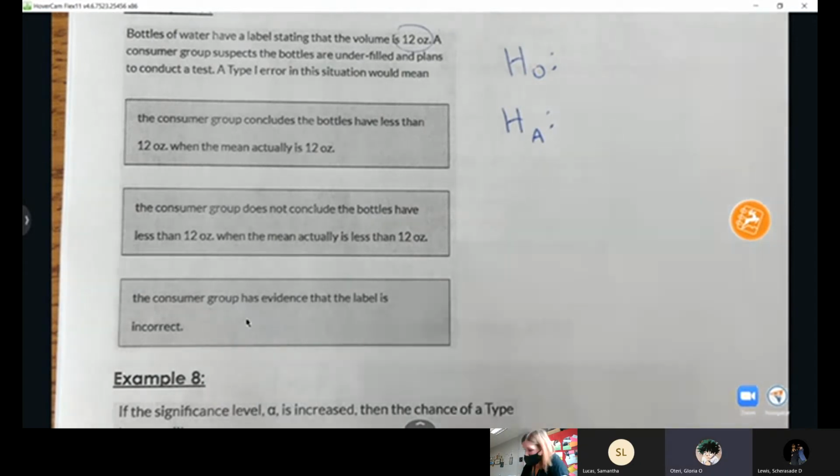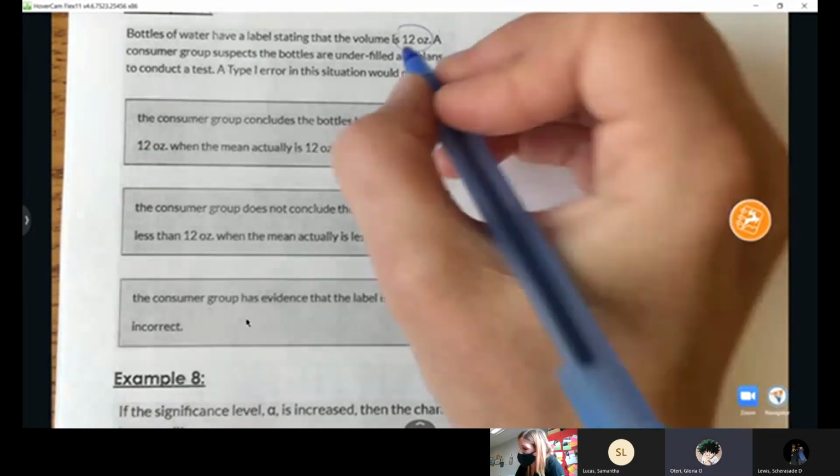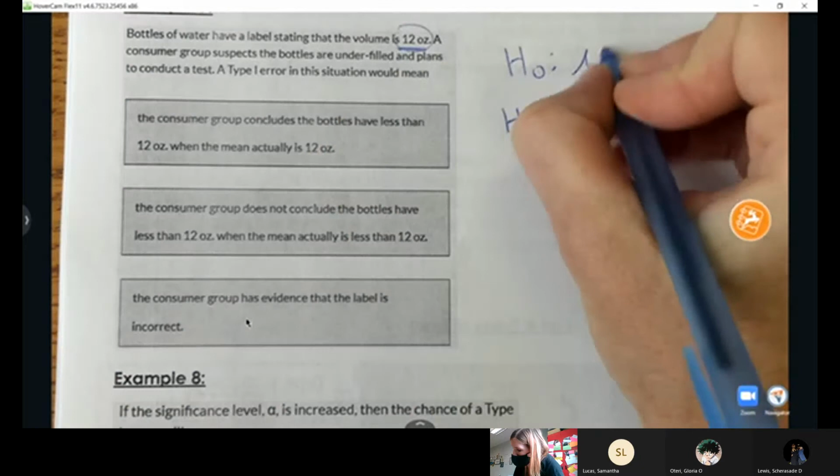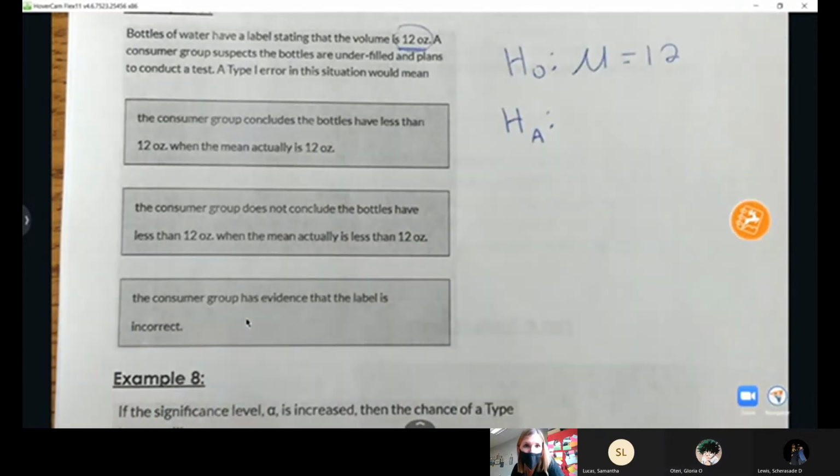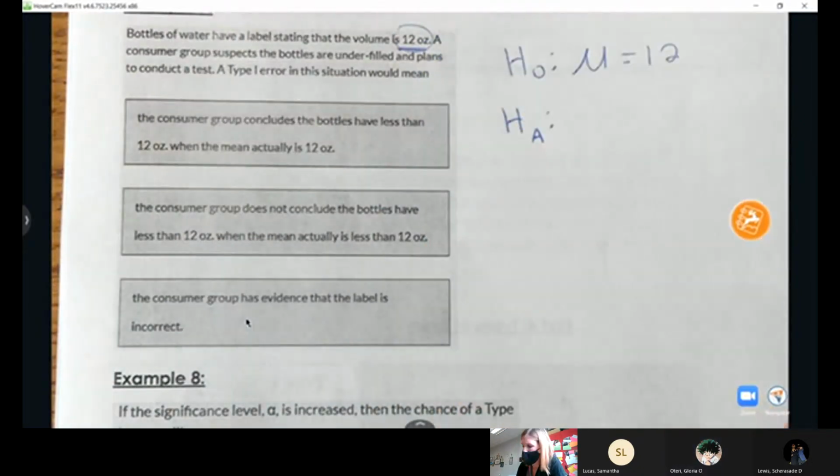P equals 12 ounces. All right. And I see why you said P, because we were doing P this whole time, right? But since it's 12 ounces and not a proportion, here I would say mu is equal to 12, and that gives you a head start on significance test for means. I'm sorry, I don't know why I used a mean problem. I should have used a P problem.